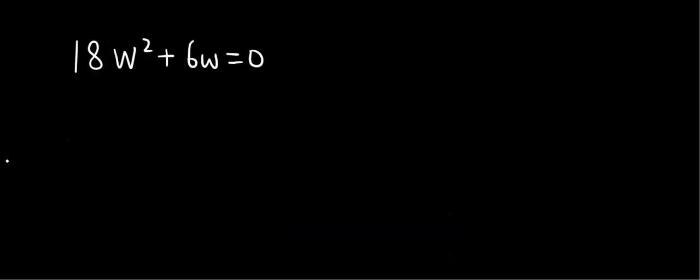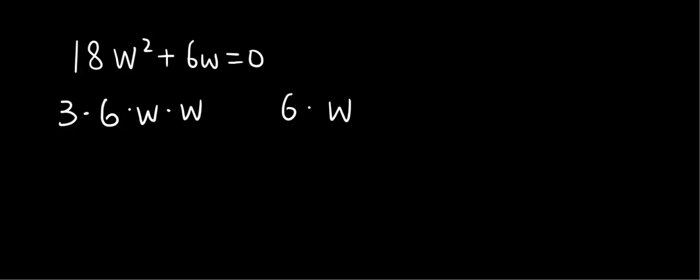Let's look at our second question. It's very similar to the first one you just solved. We're going to factor out the greatest common monomial factor. So think about it. 18 is 3 times 6. N times W, N times W, that's 18W squared. The next one is 6 times W.